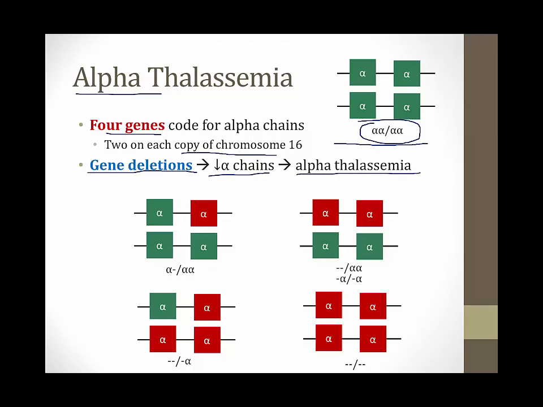and this can lead to alpha thalassemia. So since we have 4 different alpha genes, you can imagine that there are 4 different circumstances in which you can be missing one or more of those genes. You can be missing just one of those genes, as I've shown here. You can be missing 2 of them, like I've shown here. You can be missing 3, or you can be missing all 4. And depending on the number that you are missing, this determines the severity of the alpha thalassemia.